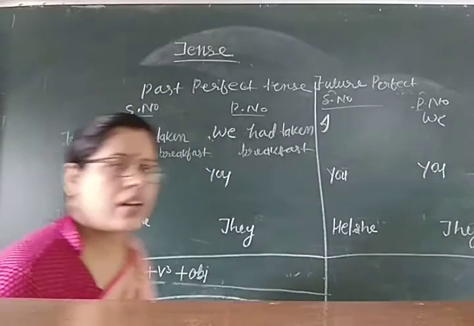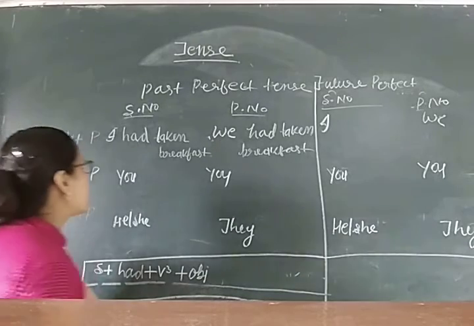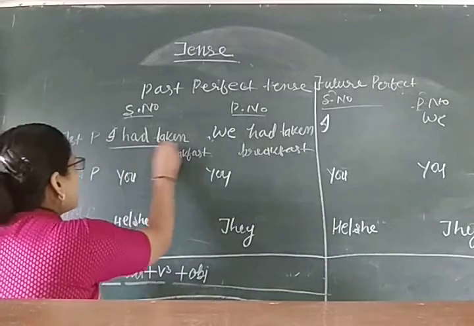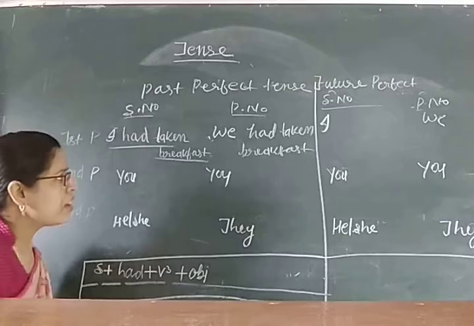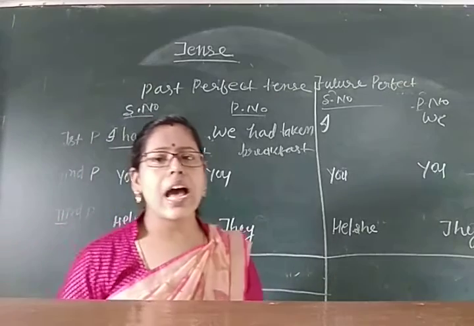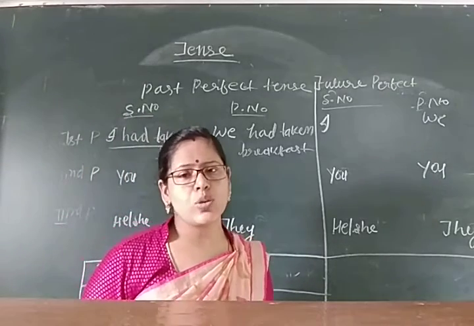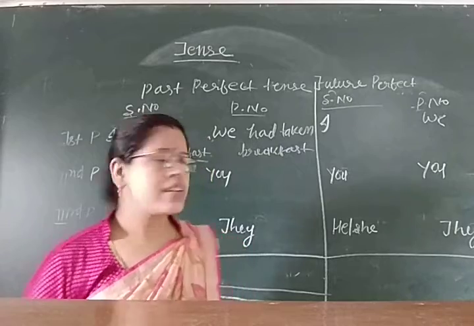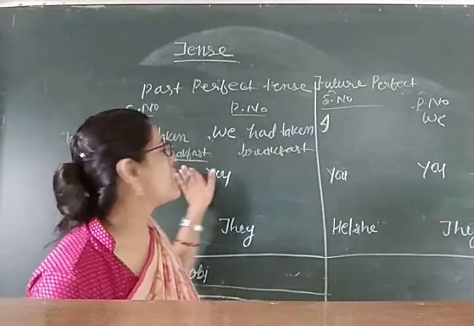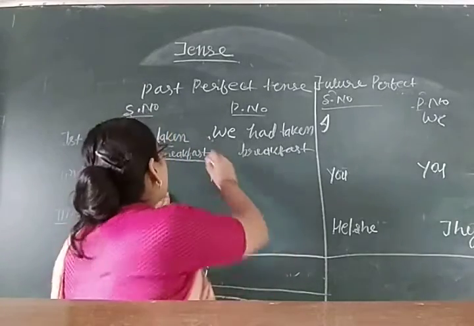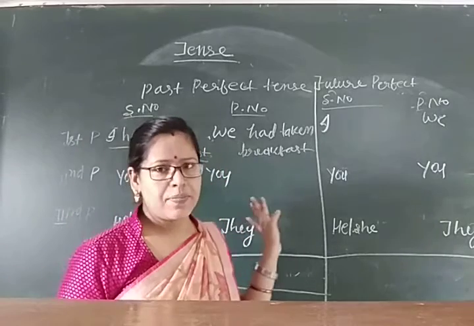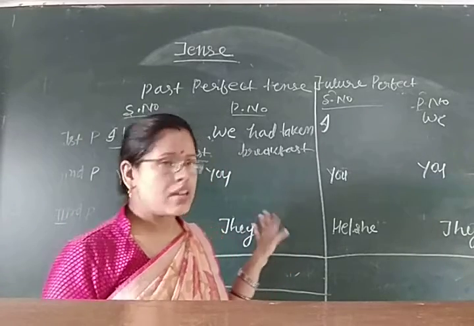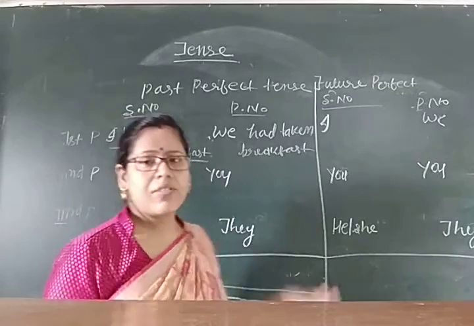In Hindi, there is also one thing to identify. Like I had taken breakfast. That means if you are getting at the end of the sentence, चुका था, चुके थे, चुकी थी. Already, जैसे मैंने लिखा है यहाँ पे, I had taken breakfast. मतलब मैं breakfast कर चुका था. Already. Alright. I had taken breakfast.